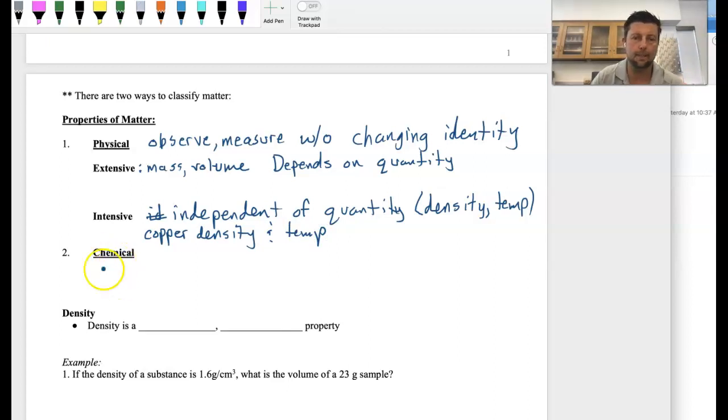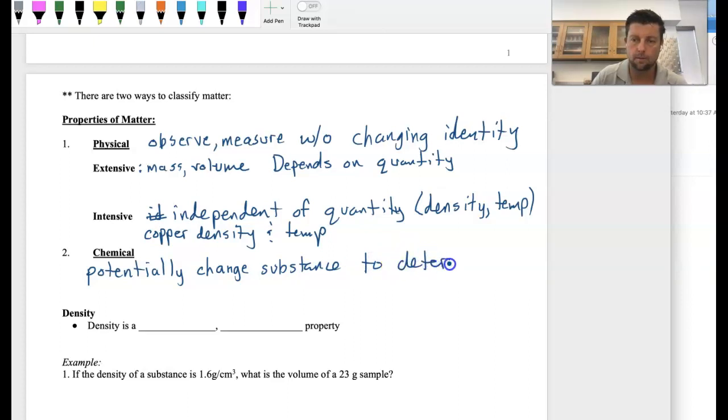All right, for chemical properties, it means you must potentially change the substance to determine the property. For example, is paper flammable? All right, well, the way we're going to check that flammable property is by igniting it, and most paper in most circumstances is going to catch on fire.